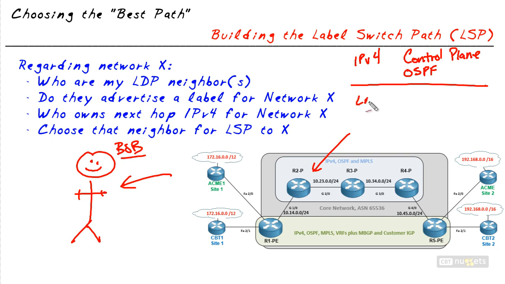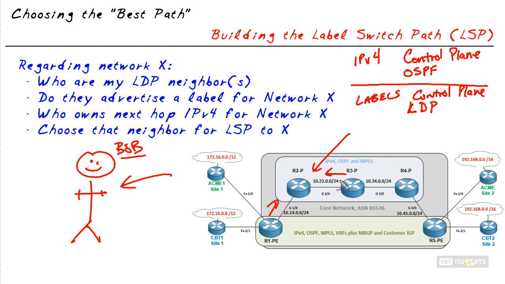Well, with labels, we also have a control plane. And with labels, we're using Label Distribution Protocol as one, not the only, but one of our methods for distributing labels. And so at the end of the day, R2 is going to be advertised labels from R1 and labels from R3 regarding different networks. And R2 is responsible for making a choice based on all that information of how it's going to forward traffic. Is it going to forward towards R1 or is it going to forward to R3?